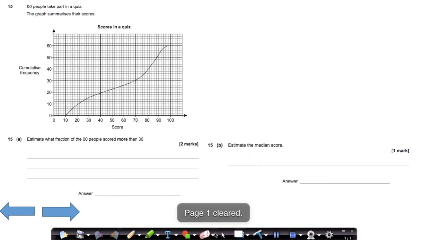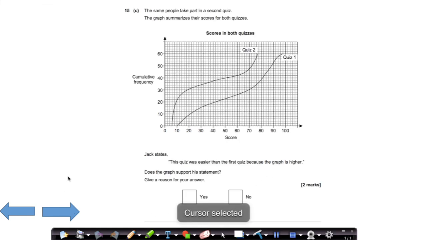So, if I remember that score as 70, looking at question 15C, this quiz was easier than the first quiz because the graph is higher. It is a very generic statement and immediately makes me think this is going to be a bit hard to justify. So does his graph support his statement?